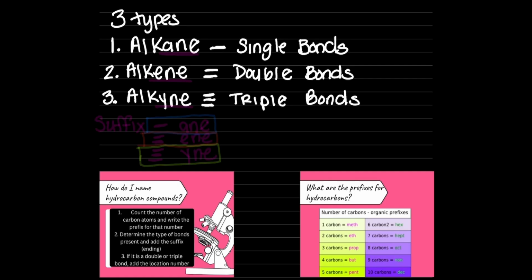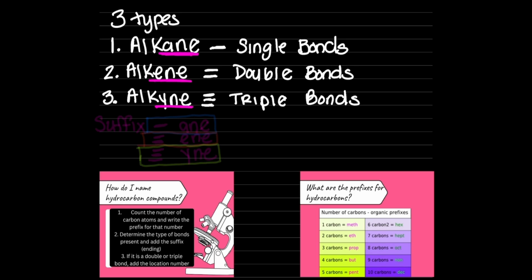This piece of information is important because when you have these types of bonds, there are some things that you want to know. Now, when you have an alkane or a single bond, it is represented by the suffix ane. So ane is the suffix for a single bond. The suffix for a double bond is ene. And then the suffix for your triple bond is yne.